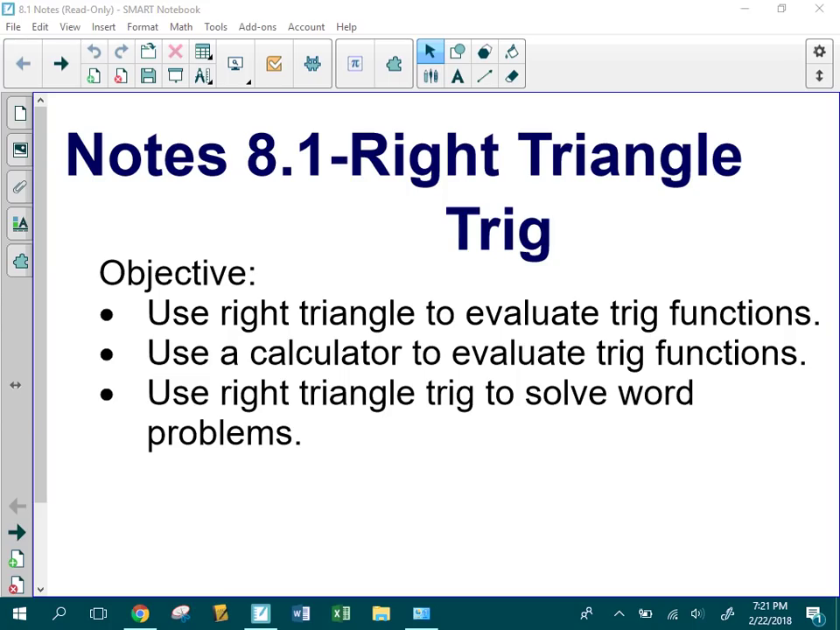Good morning. Today we are going to be taking some notes over 8.1, which is right triangle trig. So starting a new unit today. Sorry that I can't be with you, especially after the long week. Hopefully you have enjoyed your time off.